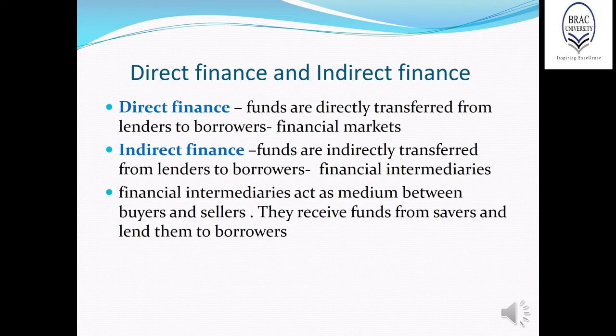On the other hand, indirect financing occurs when funds are indirectly transferred from the lenders to the borrowers. Here, the buyers and the sellers of securities, or the lenders and the borrowers, do not know each other. Rather, they have a medium that facilitates borrowing and lending. So financial intermediaries act as a medium between buyers and sellers. They receive funds from savers who have excess money and lend them to borrowers who have a shortage of money. You can think of banks when we refer to financial intermediaries.